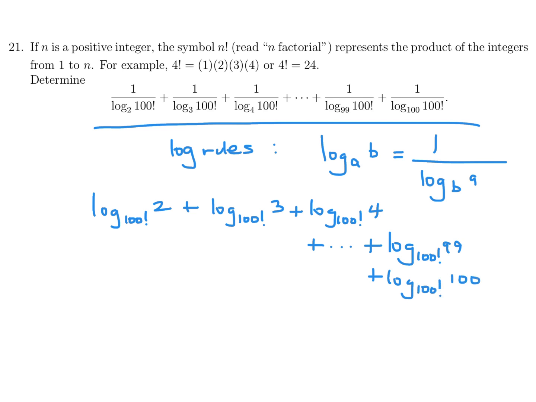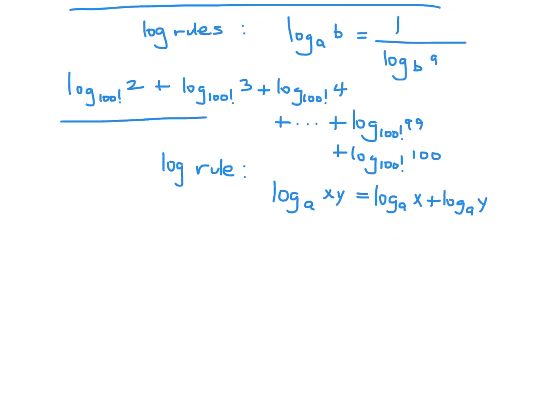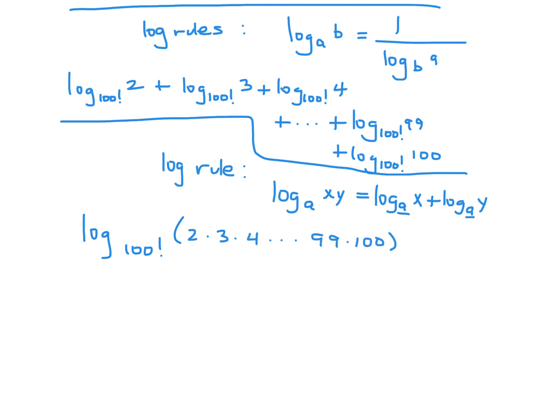Okay. Then we use another log rule, and that one is the one that states that if you have the log of two numbers, x times y to the base a, it's the equivalent of the log of x to the base a plus the log of y to the base a. So if we apply that to this guy, since all the bases are now the same, so for example, they're all like a, we can combine them all. So it would be log of the same base, but it would be 2 times 3 times 4, 99 times 100. And then therefore, this guy, this is just 100 factorial.